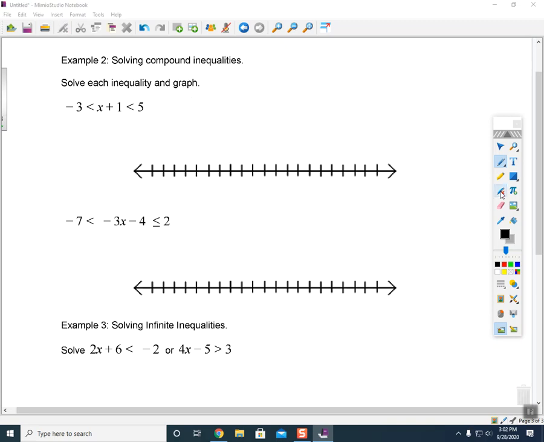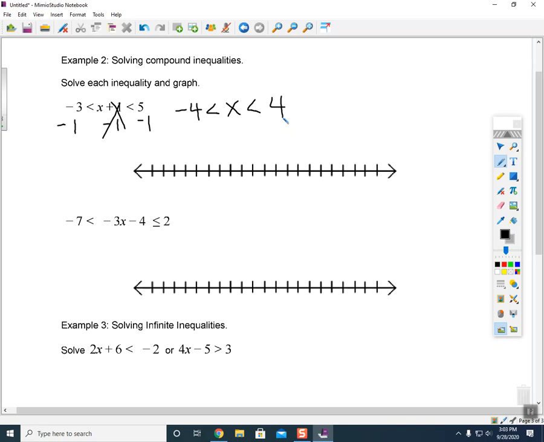So I know that I need to get x by itself, and in order to do that, I have to get rid of this 1. So I will subtract 1, and I need to subtract 1 from all parts of my inequality. I'm going to subtract 1 from this first part, the second part, and the left-hand side as well. When I do that, -3 minus 1 is -4, is less than x left in the middle, and then 5 minus 1 is 4. So I've got -4 is less than x is less than 4.